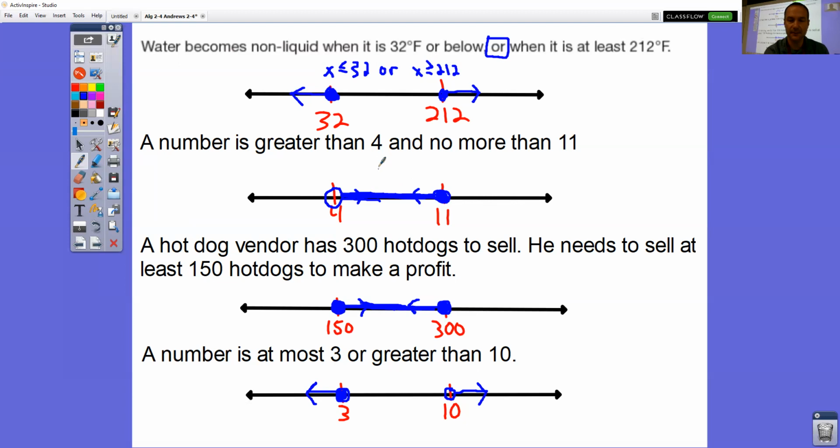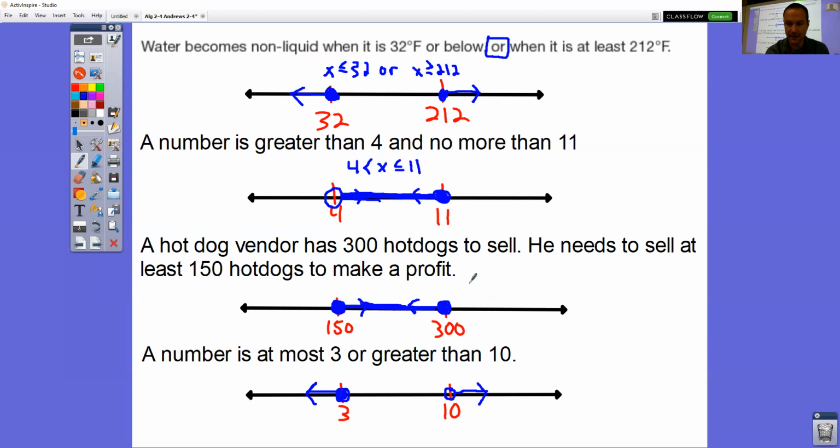Here's an and statement. So we're going to put this X in the middle. We have an open dot here. So this is going to be a less than. We have a closed dot here. This is going to be a less than or equal to. Our smaller number goes here. Our bigger number goes here.